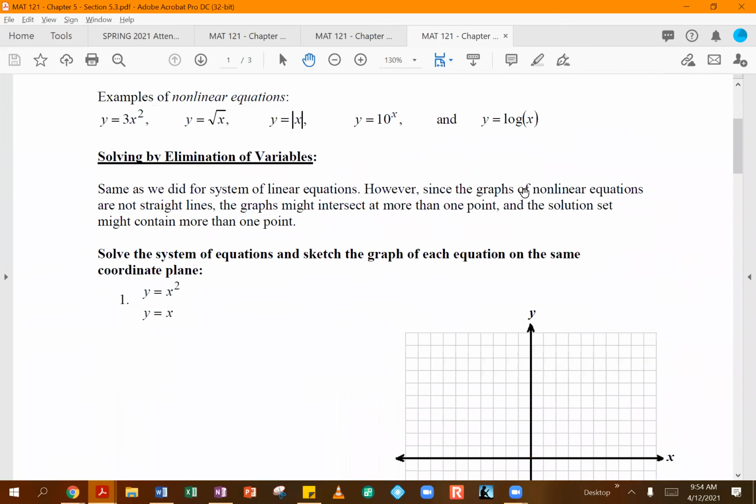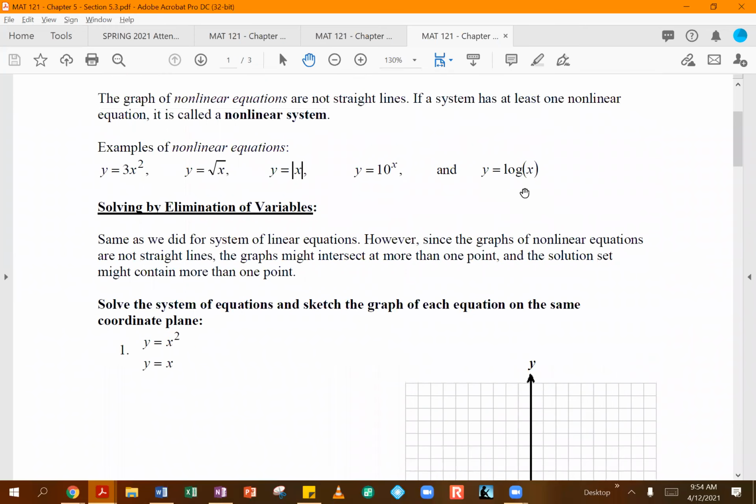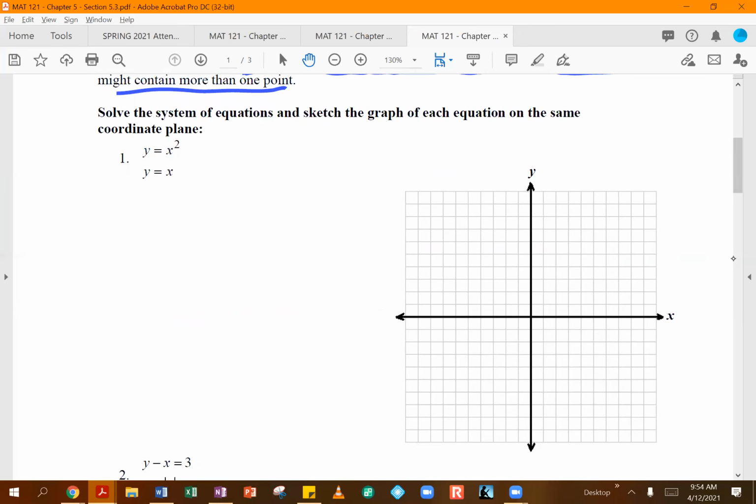But one thing we have to keep in mind is, when you're working with these nonlinear systems, since these are not going to be straight lines, your graphs can actually end up intersecting at more than one point, which means your solution set can also contain more than one point of intersection. If you look at this example over here, this is a parabola. So if we do just a general graph for this parabola, I'm going to show you very quickly how those multiple points work out. So this is our parabola. The second one is just a straight line, with a slope of +1.